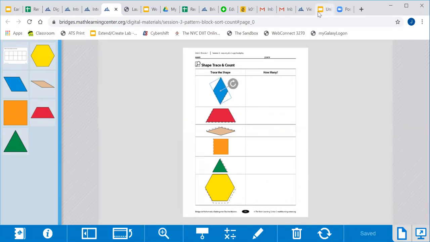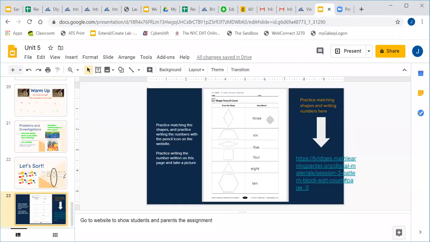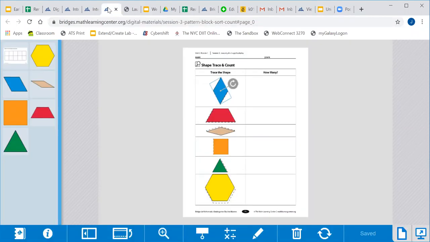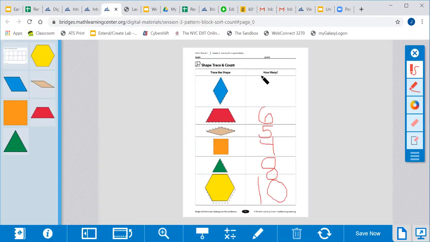All right, and what number did I say to practice here? Oh, the number 3, writing the number 3. So we're going to click back over here. I'm going to click on the little pen and we're going to write the number 3. Awesome job, guys. All right, so that, my friends, is going to be your assignment for math for today, okay?